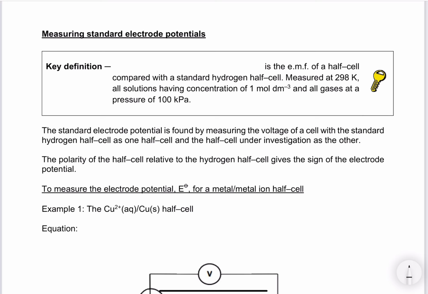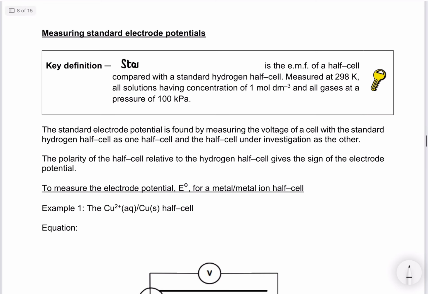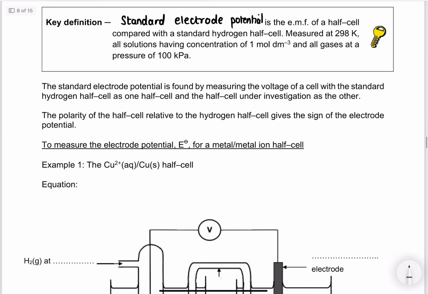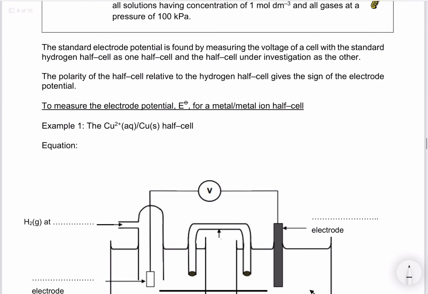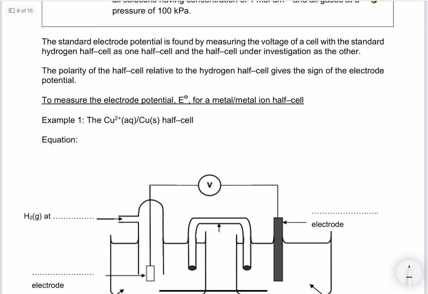And so we're measuring against the standard hydrogen electrode, and when we do that we measure something called the standard electrode potential. And the standard electrode potential is defined here as the EMF of the half cell compared to a standard hydrogen half cell measured at the standard conditions of 298 K, solutions having concentration 1 mole per decimeter cubed and gases having pressure 100 kilopascals. So we're measuring the voltage with the standard hydrogen half cell and then whichever thing we're trying to investigate.